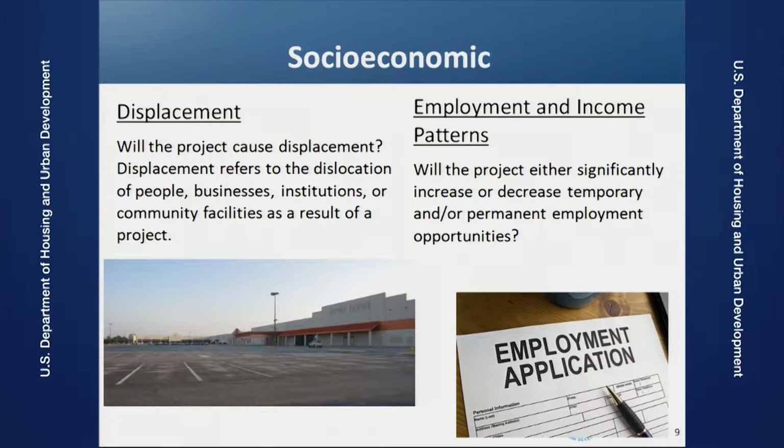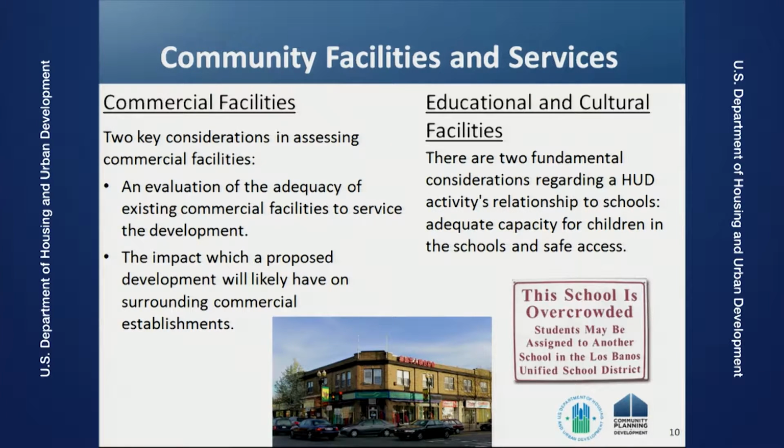Next, after land development, we're going to be looking at socioeconomic factors. The first of these is displacement and also employment and income patterns. Will the project directly displace individuals or families? Does the project contribute to reducing or significantly altering the racial, ethnic, or income segregation of the area's housing? Will the project either significantly increase or decrease temporary and/or permanent employment opportunities?